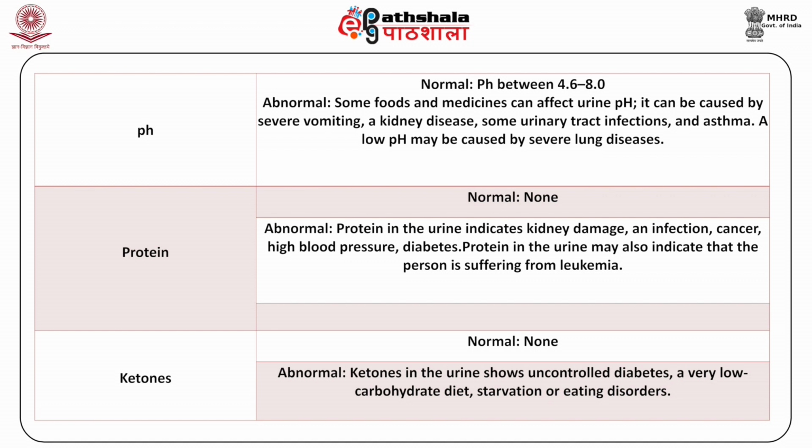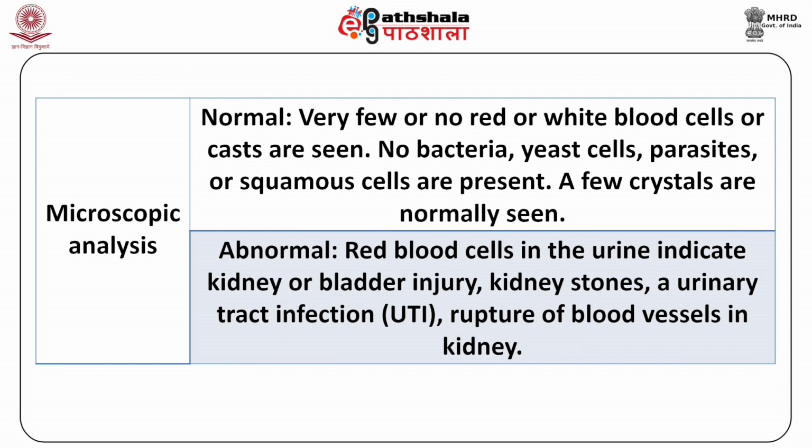Next, ketones. Ketones are not normally present in normal urine, but in abnormal cases, ketones in the urine show uncontrolled diabetes. A very low carbohydrate diet, starvation or eating disorder may also result in the presence of ketones in urine. Then comes the microscopic analysis.